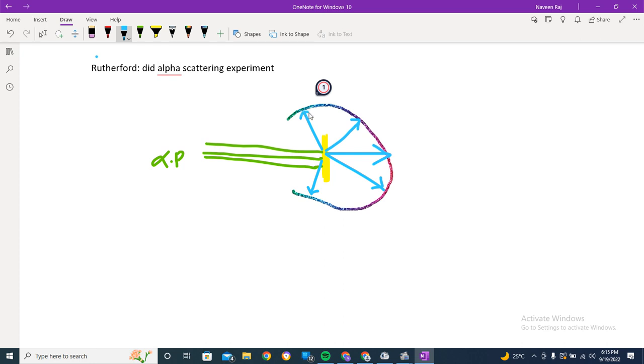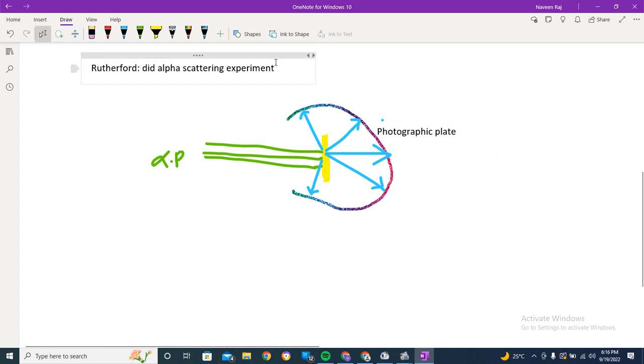And let me tell you that this is the photographic plate. This is the photographic plate that you're looking at. We got some spots when light fell on it. So we've got spots over here, here, and here. From this, he made some conclusions.